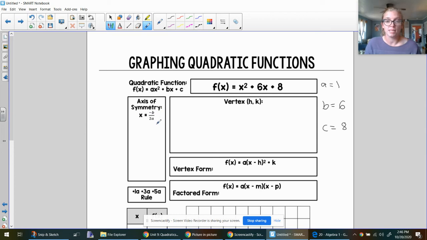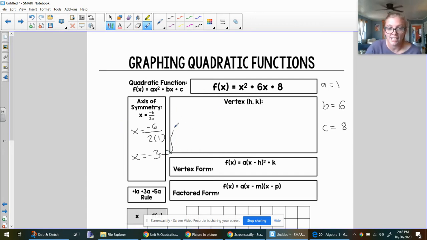Then I'm going to find my axis of symmetry. x equals negative b over 2a. So in this case, that's x equals negative 6 over 2 times 1. Negative 6 divided by 2 is negative 3. So that tells me that the line at x equals negative 3 is going to be my axis of symmetry. My graph will be symmetrical around that line. That's also going to be the x-coordinate of our vertex because our vertex always intersects the axis of symmetry.